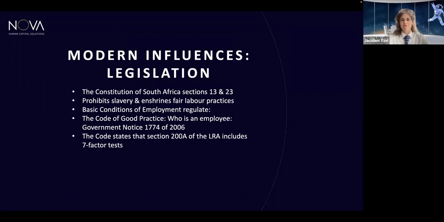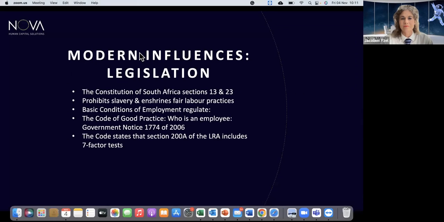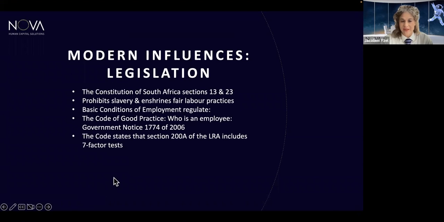Then we also have a code that specifically helps us to distinguish when do we have an employee and when do we not have an employee. This becomes relevant if you work with an independent contractor, for example, and you want to determine if somebody is an independent contractor or whether they are really your employee. But that is not the focus of our discussion this morning, but it's something that you can just keep in the back of your mind.